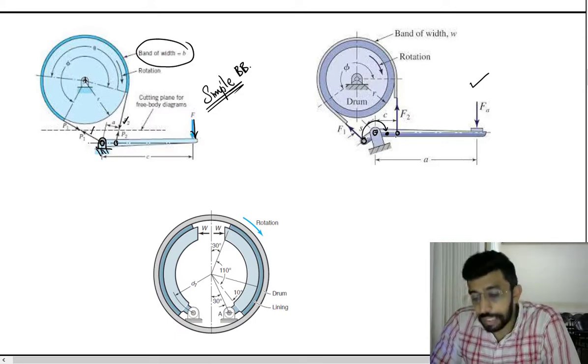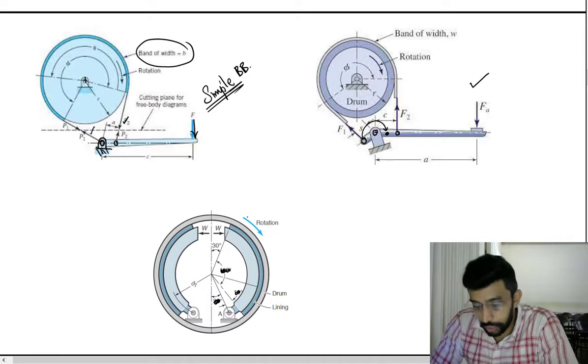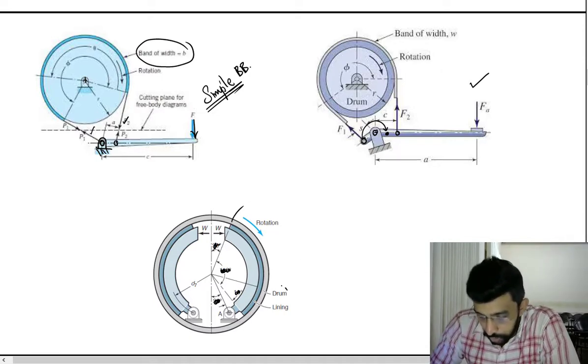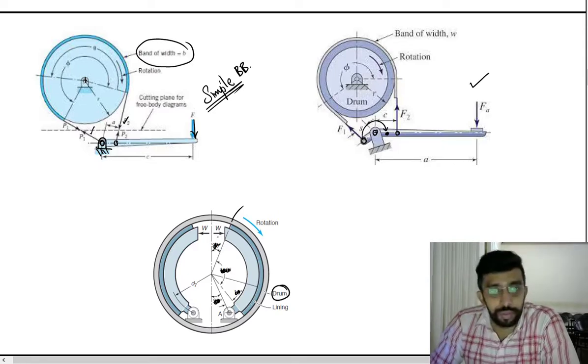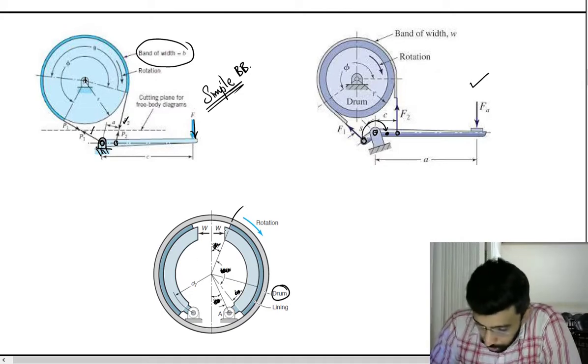Now comes the internally expanding shoe brake. Don't worry about this dimension. This is just a figure that indicates some amount of inclination and all those things. Here you can see that this is the brake drum. This is the drum, and you have a lining, and you are applying some amount of force. The application of force results in the expansion.